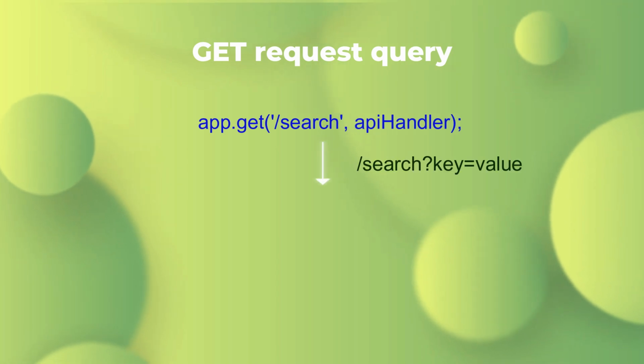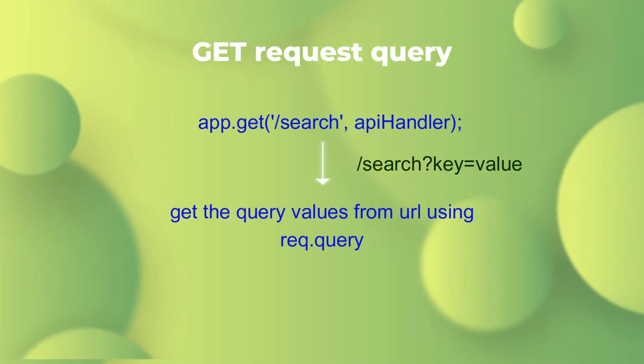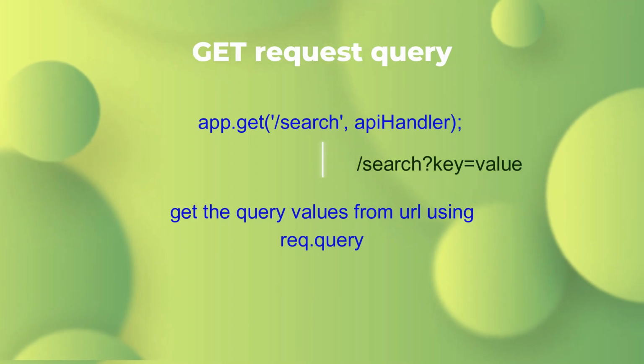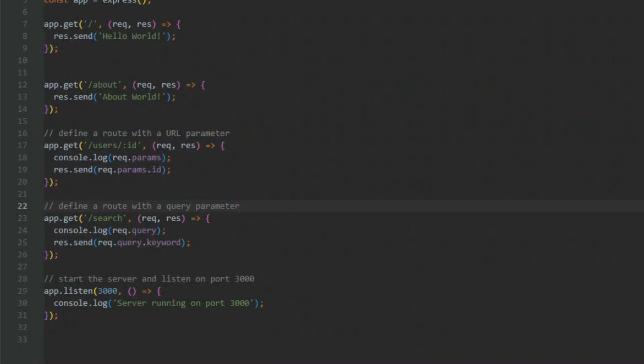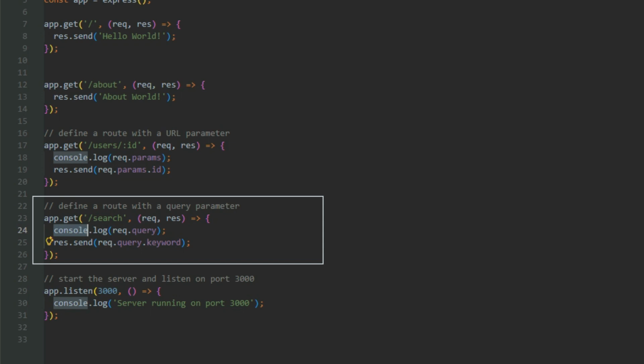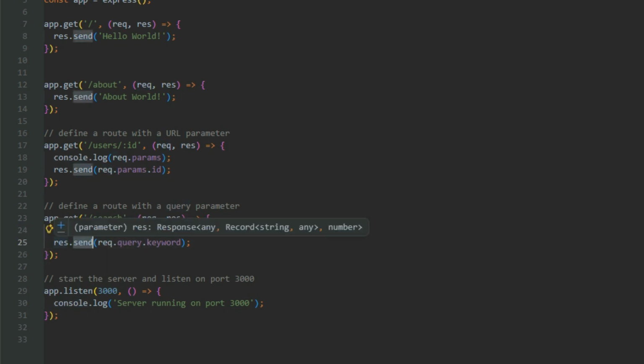req.query is used to get values from query parameters like question mark key equals value. For example, I have used a new route app.get slash search, and in the console I'm logging req.query, and here I am sending the response as req.query.keyword. So I am assuming there will be a query parameter called keyword.